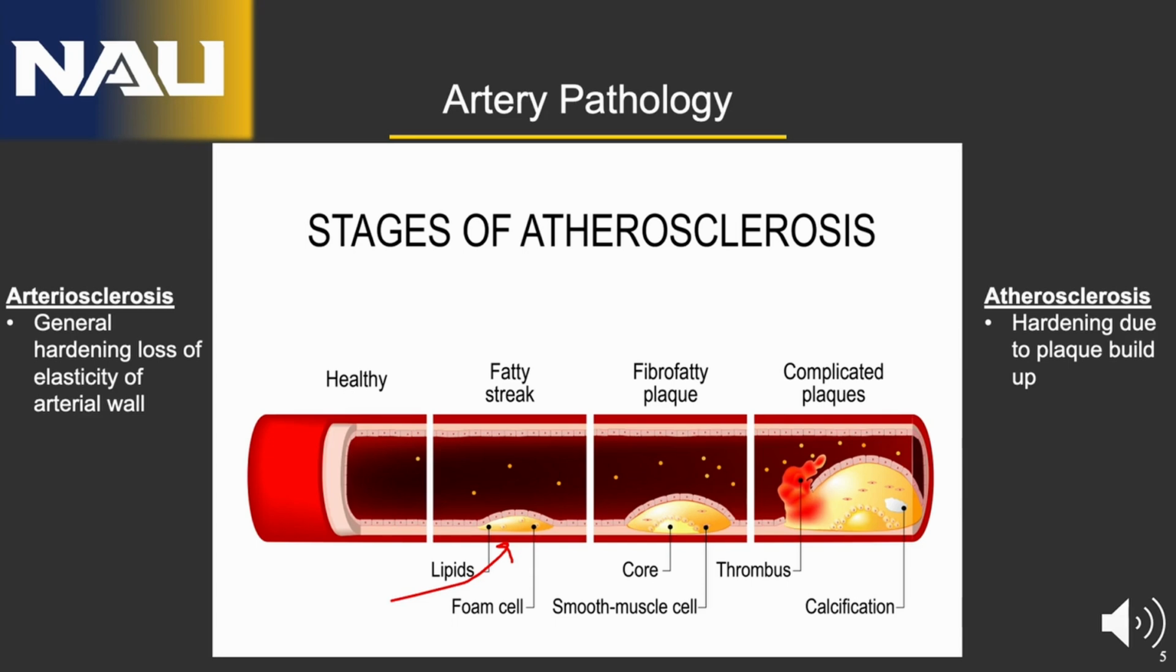This damage allows LDL cholesterol to penetrate the arterial wall. Over time, white blood cells attempt to digest the LDL, forming foam cells and leading to the accumulation of plaque. As plaque builds up, it narrows the artery, reducing blood flow and increasing the risk of a complete blockage.